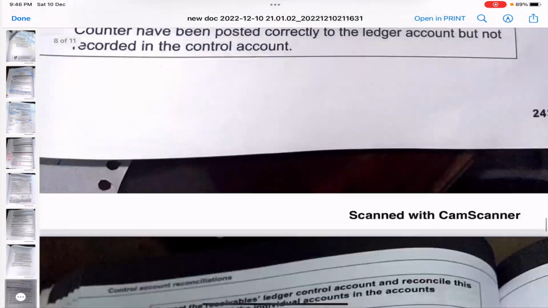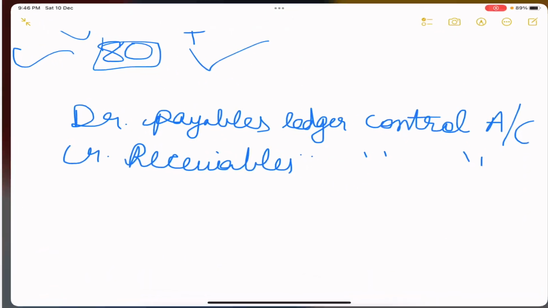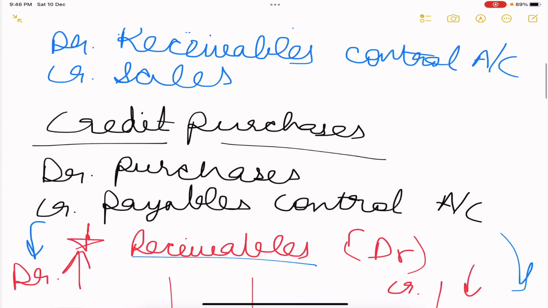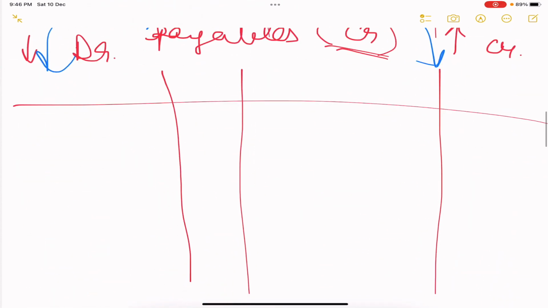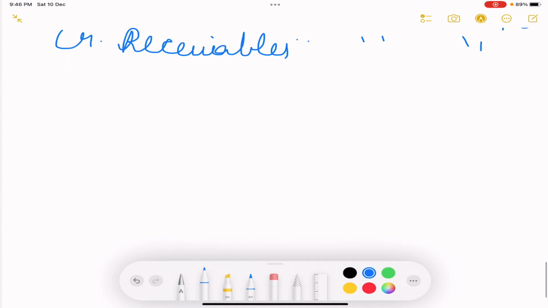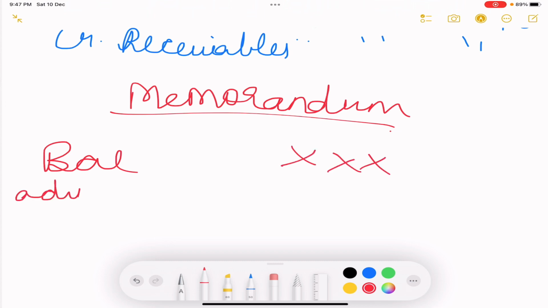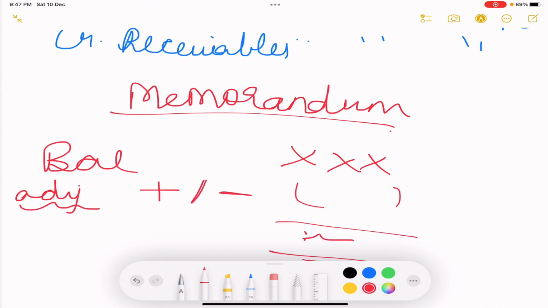Okay, so one thing you need to keep in mind, what we just did was the control accounts. And if you recall, in the starting of the chapter, I told you that we also have something known as the individual ledger account. What is an individual ledger account? It is the memorandum. We discussed that already. So we will always have a memorandum. The balance of the memorandum will be given in the questions, and you will have to do the adjustments, plus, minus, whatever, and you will get a final memorandum balance, and this individual balance should match with the control accounts balance.